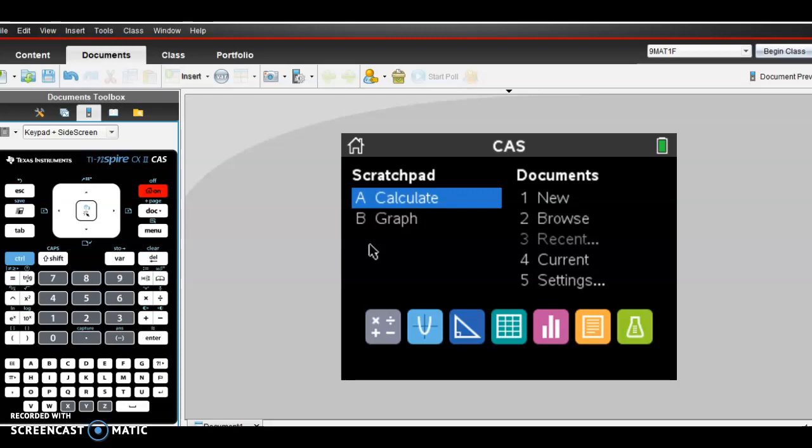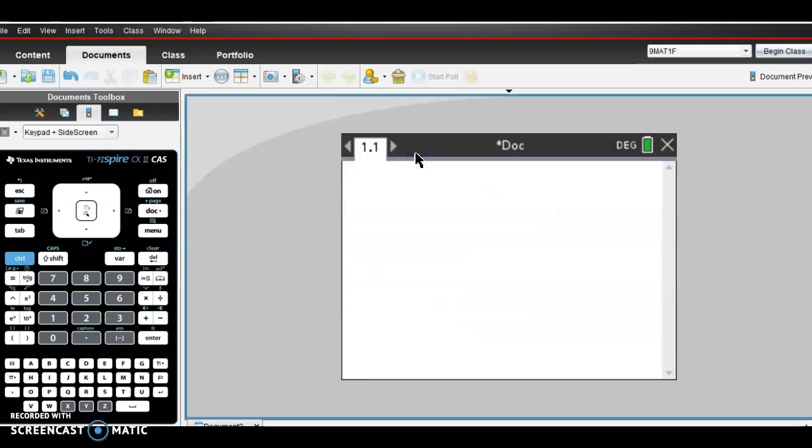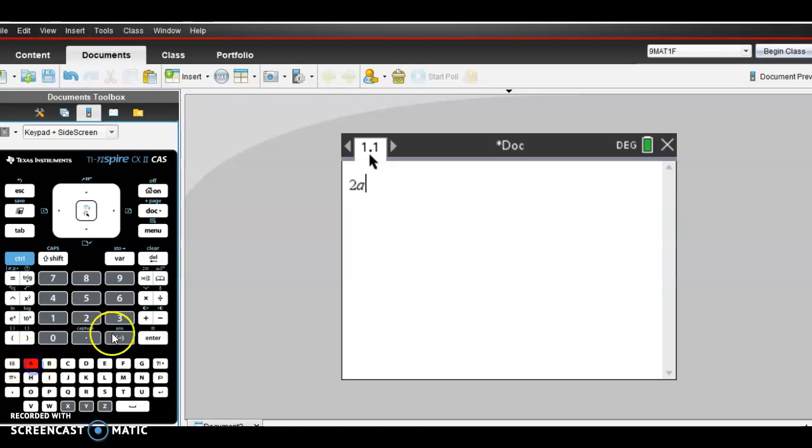First of all, when you start a new problem, it's best to do Control N for a new document, and always use the calculator. Do not use the scratch pad. All right, so for simplifying, it's really straightforward. Let's take a really simple one like 2a plus 3a. If we want to simplify it, we simply press the enter button. There you go.